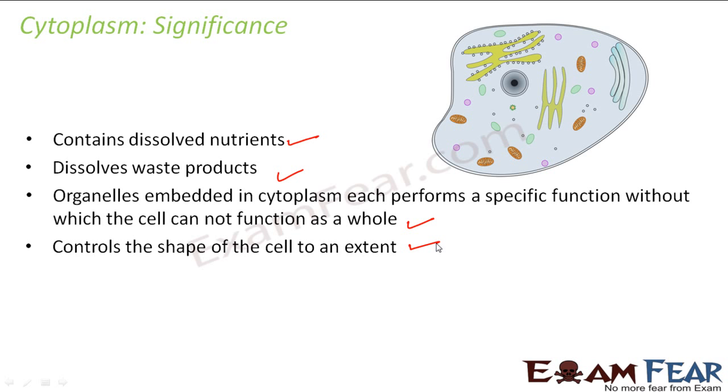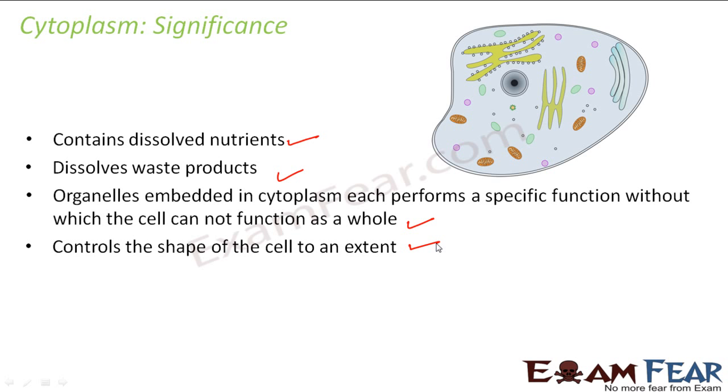If cytoplasm is not there, maybe all the organelles would be on one side. So the shape of the cell might also change because of the cytoplasm. Correct? Because the plasma membrane alone does not decide the shape of the cell. The plasma membrane along with the cytoplasm decides the shape of the cell. It is again the same example of a balloon.